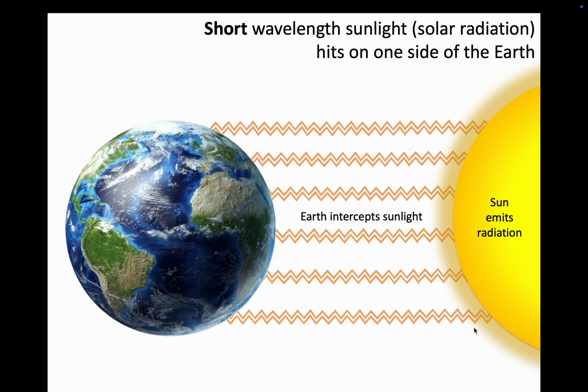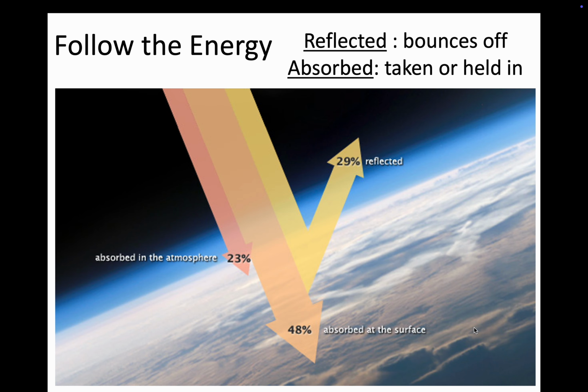So the sun sends its rays throughout our solar system, and many of those hit the earth. When they do, 48% of the solar rays are absorbed at the surface. That means the surface of the earth literally absorbs that radiation. 23% is absorbed by the particles in the atmosphere. And 29% is reflected. And this is important because that's one of the reasons we have the ozone.